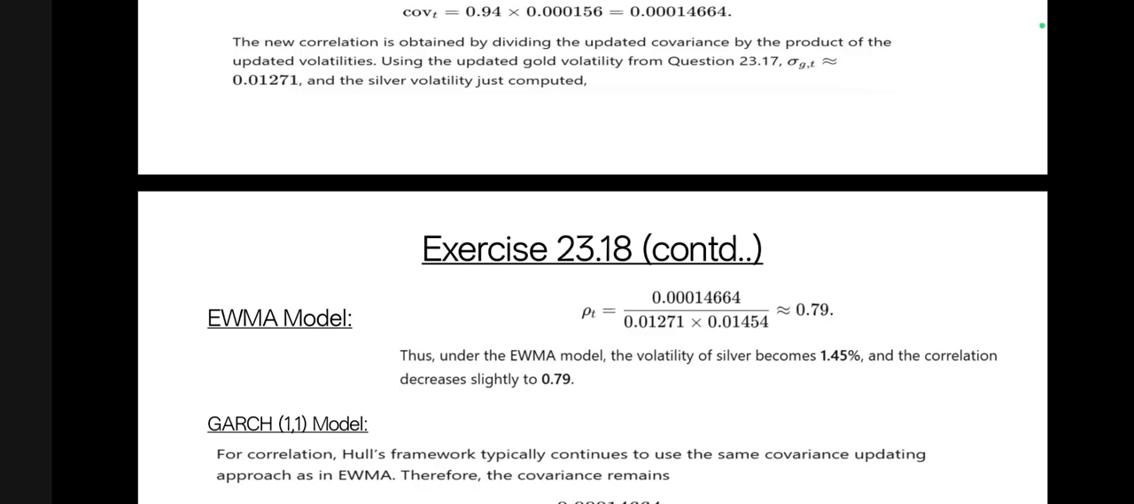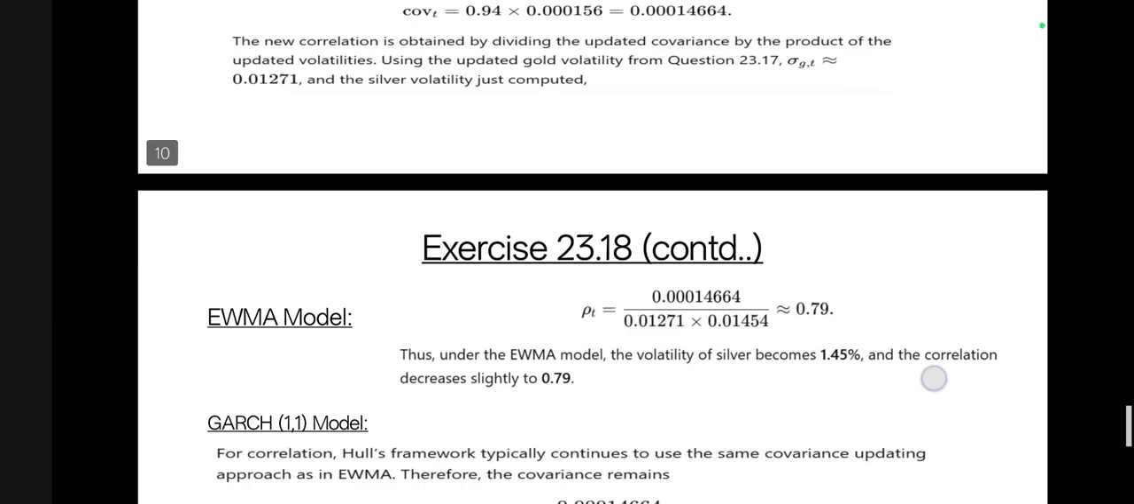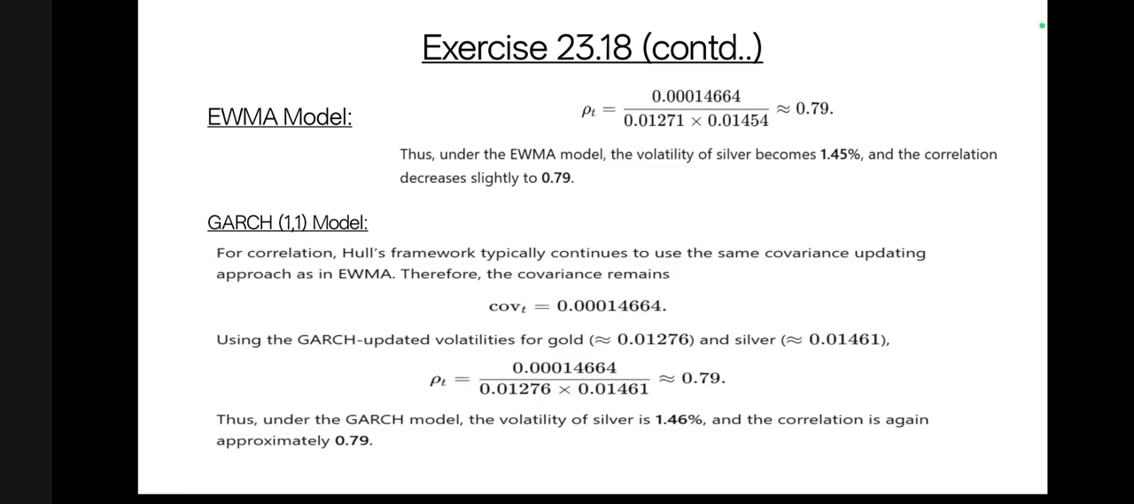Thus, under the EWMA model, using the formula, the volatility of silver becomes 1.45% and the correlation decreases slightly to 0.79. And for the GARCH 1,1 model for correlation, Hull's framework typically continues to use the same covariance updating approach as in EWMA. Therefore, the covariance remains 0.000146664. Thus, under the GARCH model, the volatility of silver is 1.47% and the correlation is again approximately 0.79.